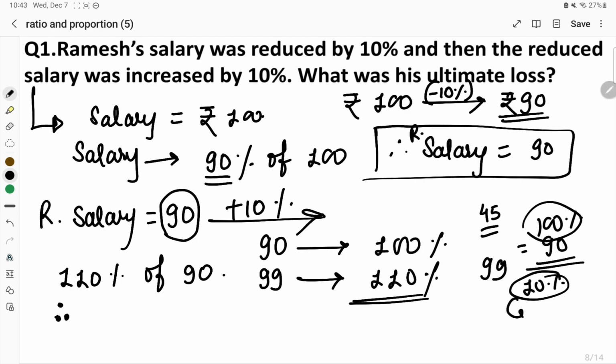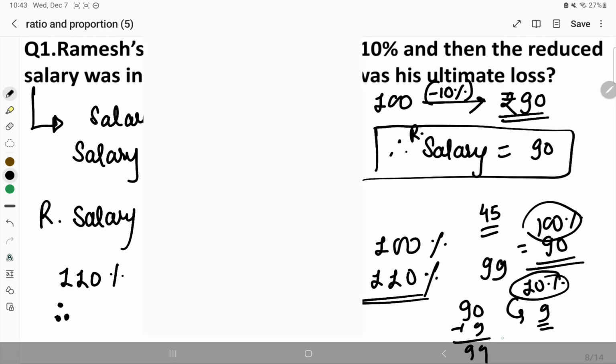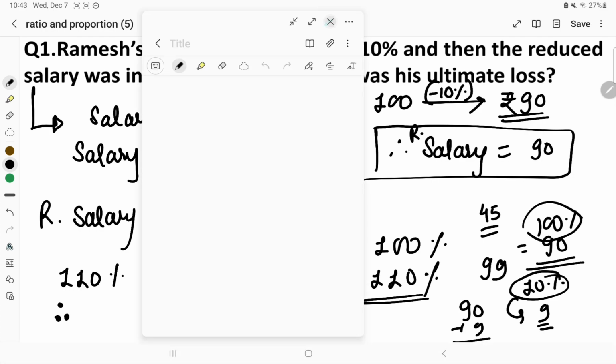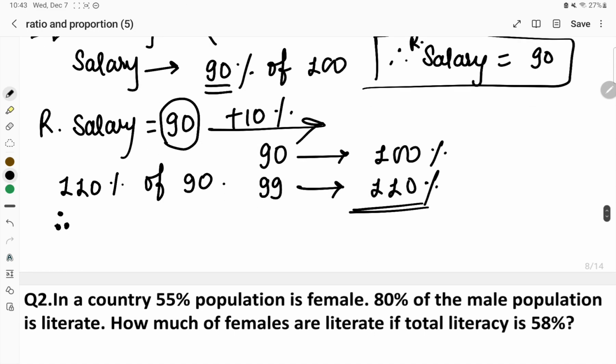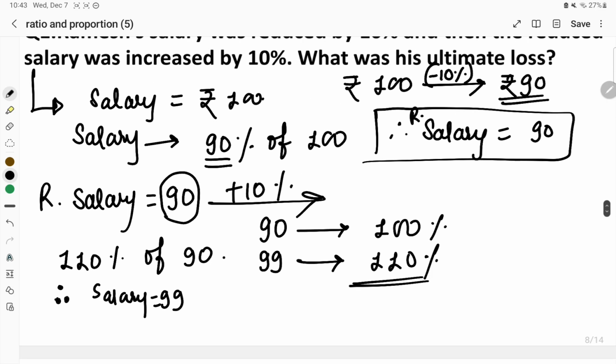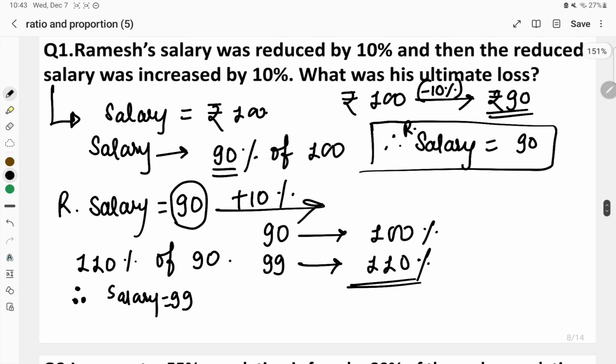It means 10% ke liye kya aega? 9. So it will be 90 plus 9, which is equal to 99. It means 110% of 90 is nothing but it is 99 rupees. Okay, so the salary will be equal to 99. Okay, now this was the question actually up to percentage ka topic.